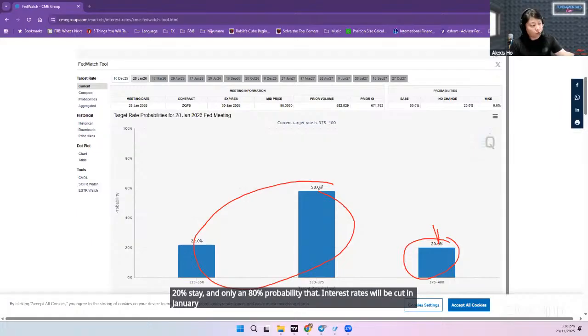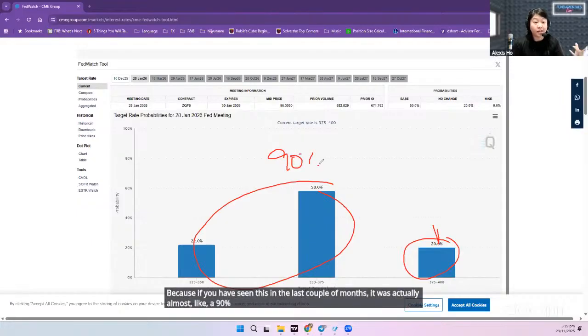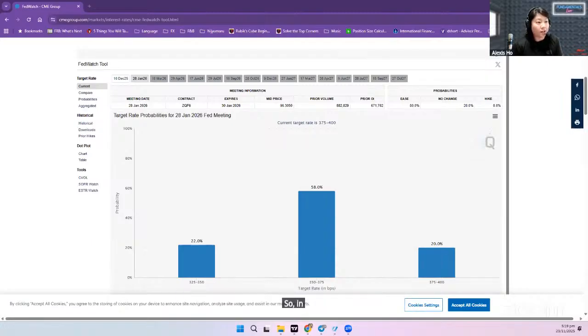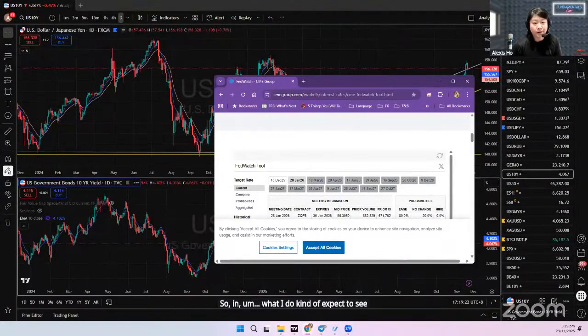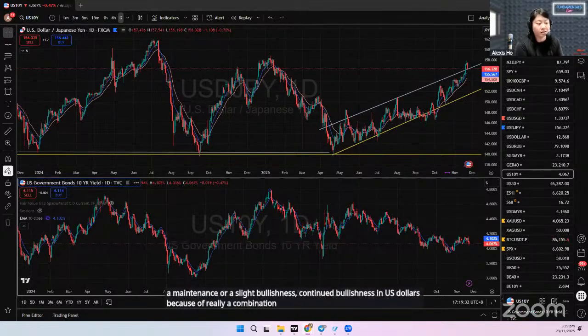And if you have followed this CME, if you like fundamentals, I do recommend looking at this at least once every 2 weeks. Because if you have seen this in the last couple of months, it was almost like a 90% probability that interest rates will drop versus a 10% hold, right? So the way these probabilities change does give us an indication of where sentiment is shifting. So what I do expect to see is a maintenance or a slight, continued bullishness in US dollars, because of a combination of interest rate differentials as well.